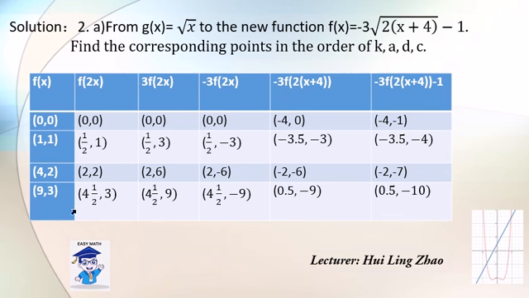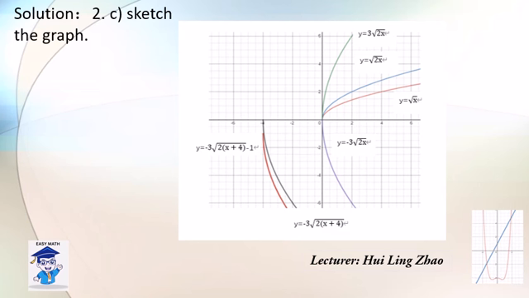Above we show the point from the original function to the transformed function. We get a corresponding point. Solution C is to sketch the graph.